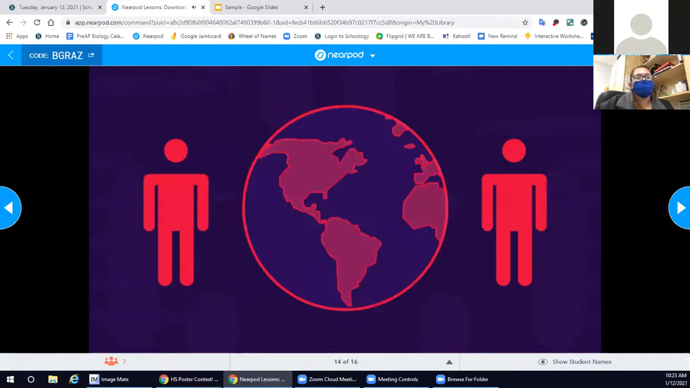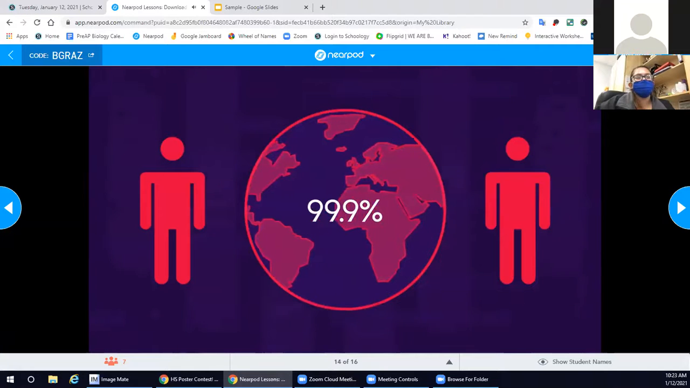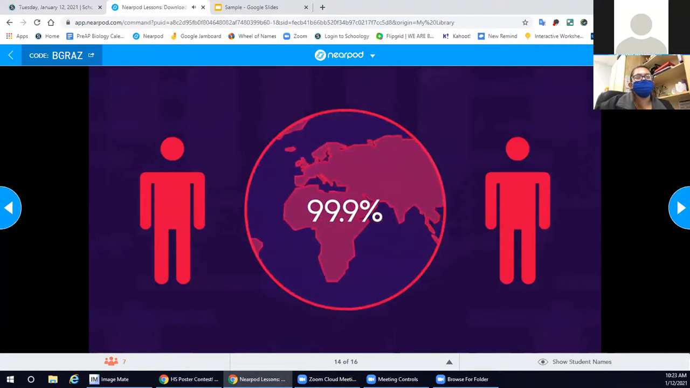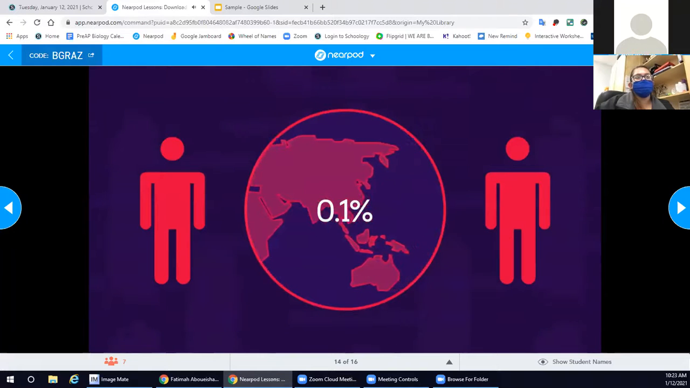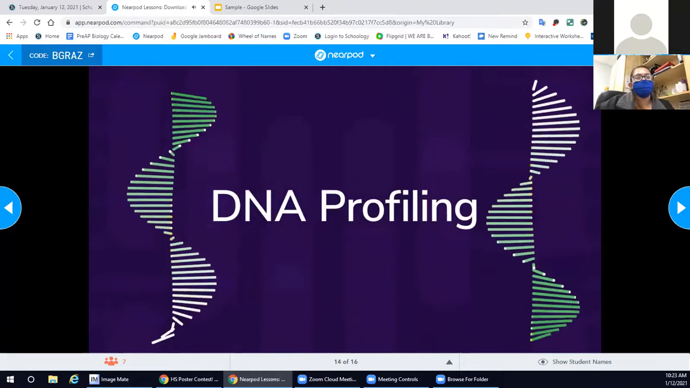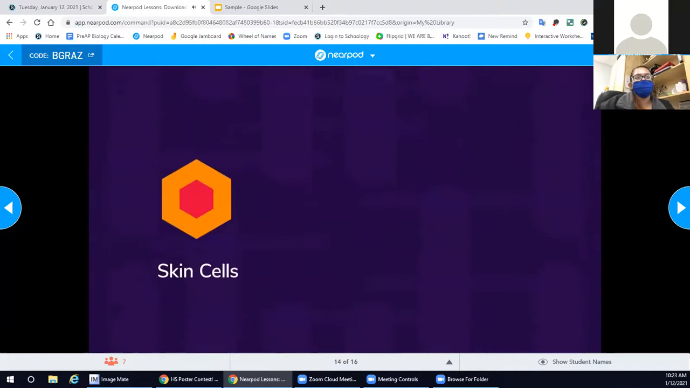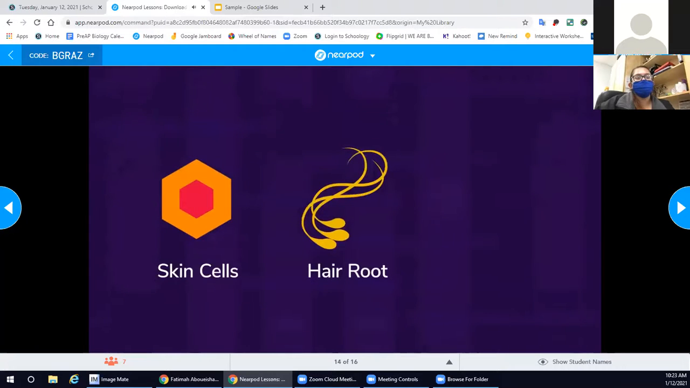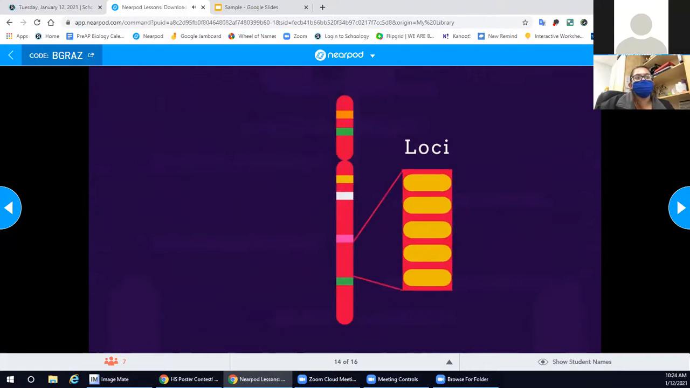Any two people in the world have 99.9% of their DNA the same. So this process analyzes the differences in the remaining 0.1%. This modern technology is called DNA profiling. It's a very sensitive technique which only needs a few skin cells, a hair root, or a tiny amount of blood or saliva.